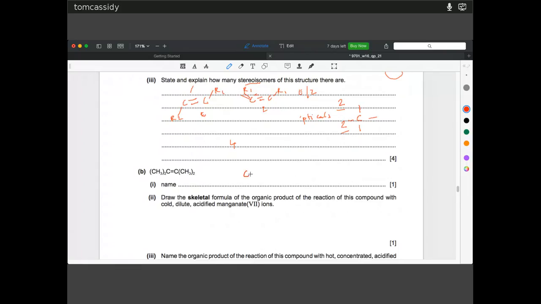So this is now the fully displayed formula. So you've got that. And then you've got these 2 methyl groups at each end. That's the fully displayed formula. And you've got to name that. So the rules for that is that you first have to work out the longest chain. And that's going to give you the so-called stem, the stem for the name of that organic compound.